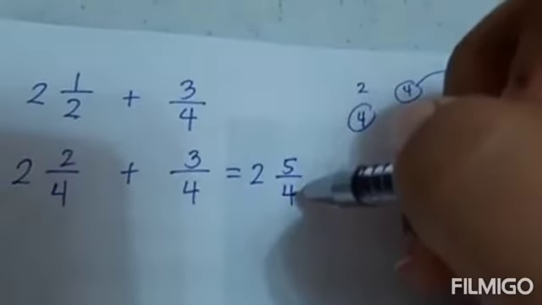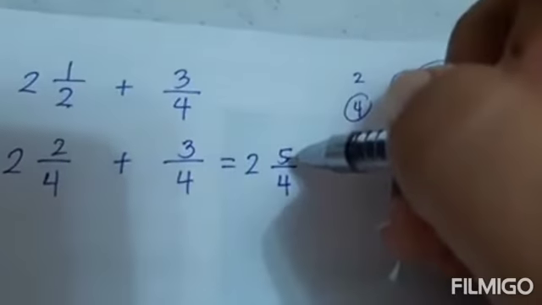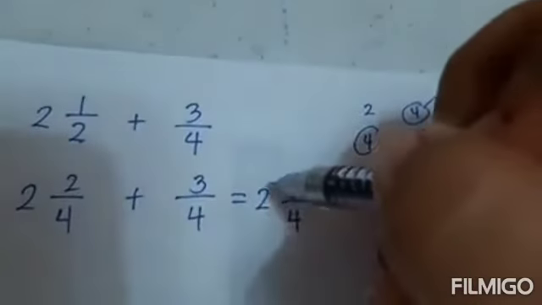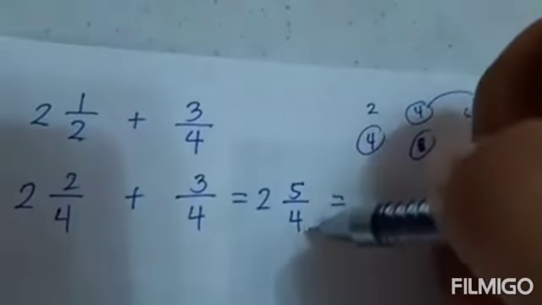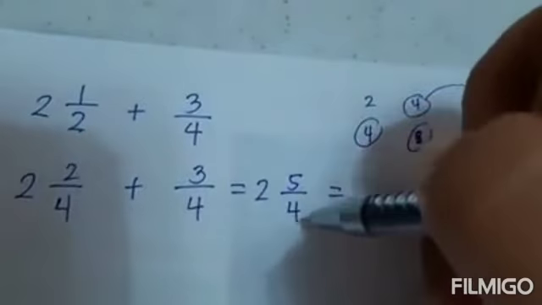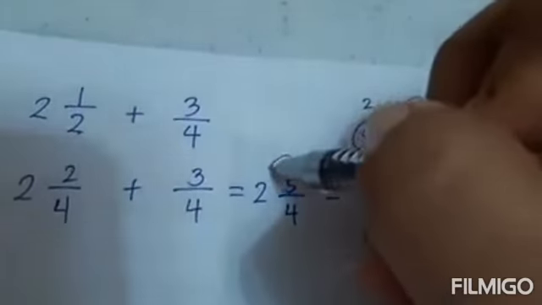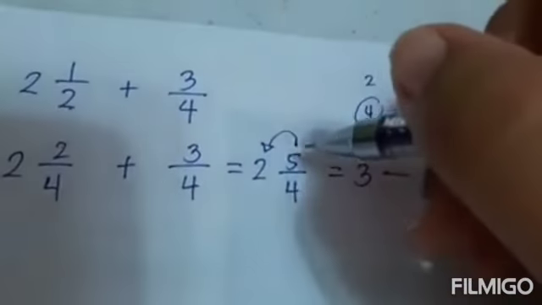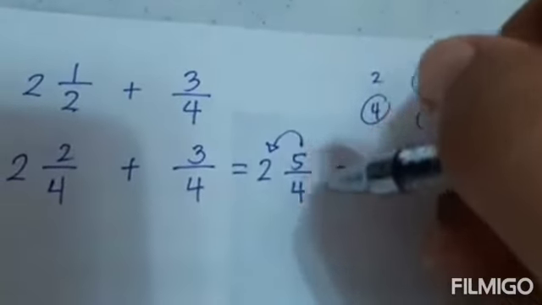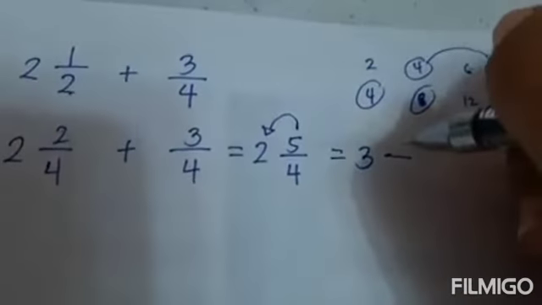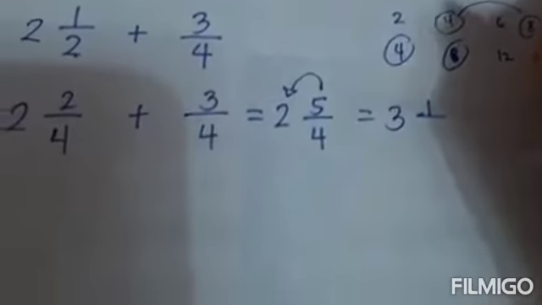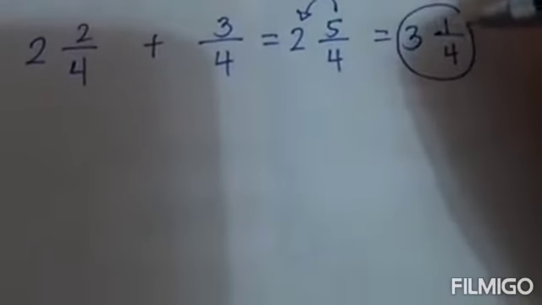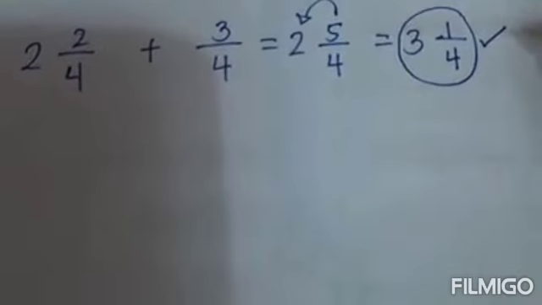So how many 4 can we get from 5? The answer is only 1, right? Since you already have your whole number, the 1 that you get after you divide 5 by 4 will be added to 2. So you will have 2 plus 1 equals 3. What is left of 5 after you take out 4? You have 1. So 1 will be your numerator, and copy the denominator. So you will have 3 and 1/4. That is now your final answer.